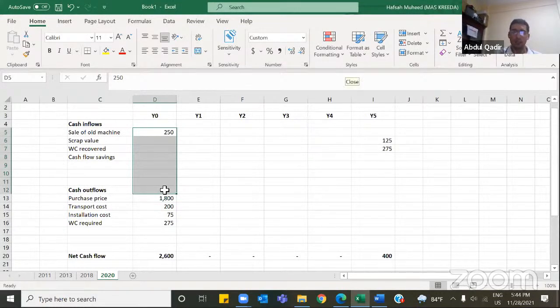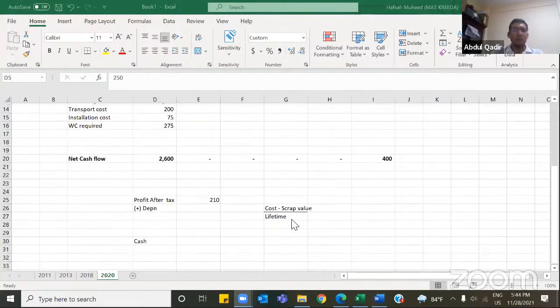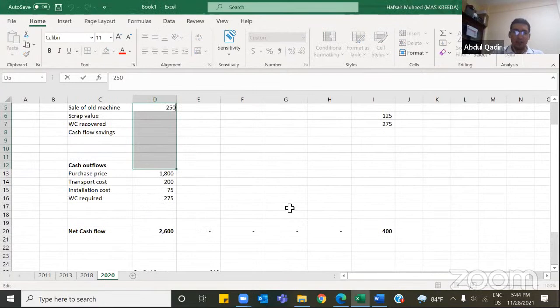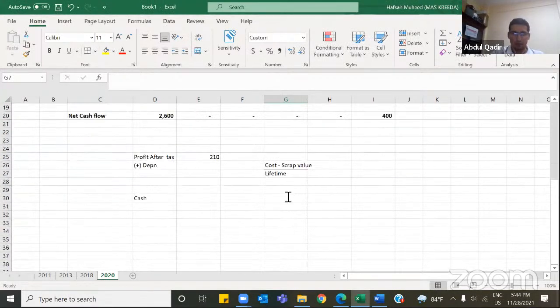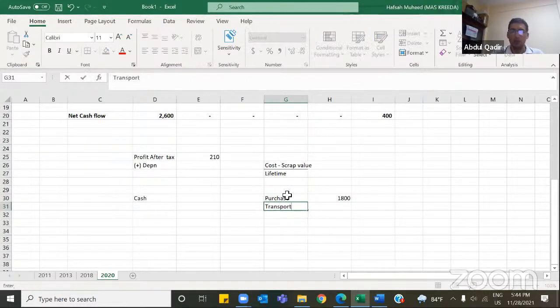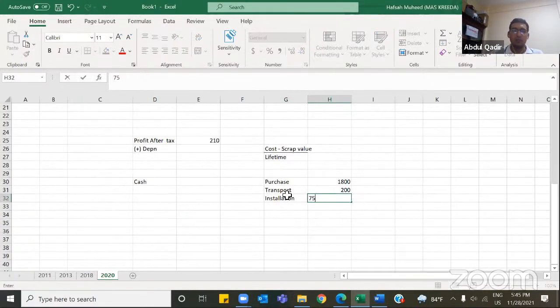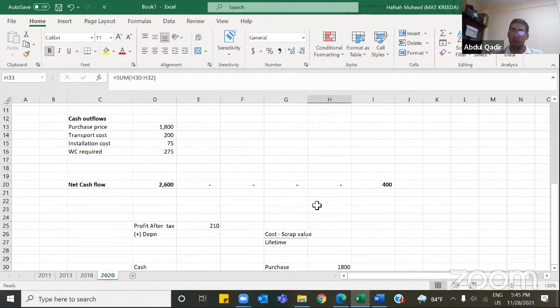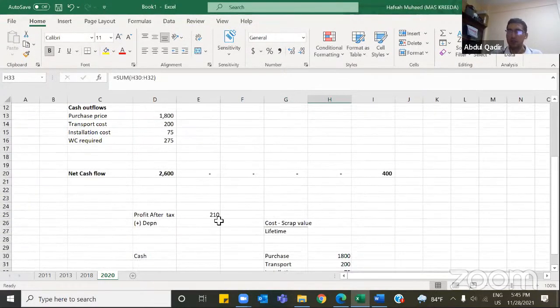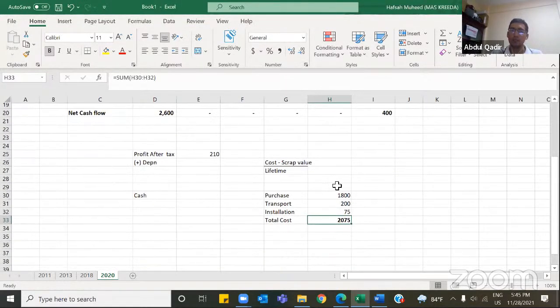Getting one or two answers is interesting. Those who have calculated, just give some answers. So what is our cost? My purchase price 1,800, the transport 200, installation 75. Those are my costs. So this is my total cost of the machine, which is 2,075. For the one person who gave the answer, that's correct. So my cost is 2075.